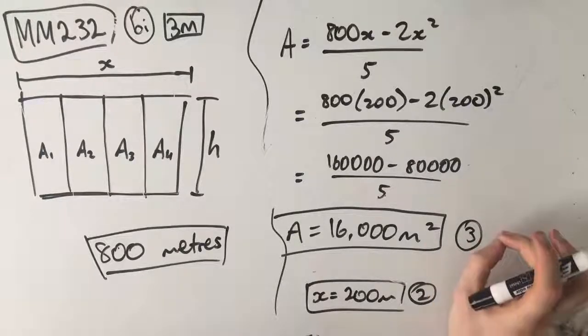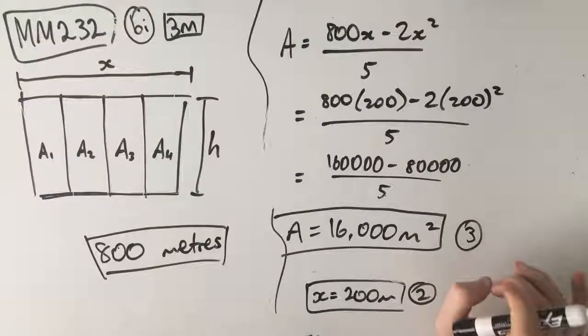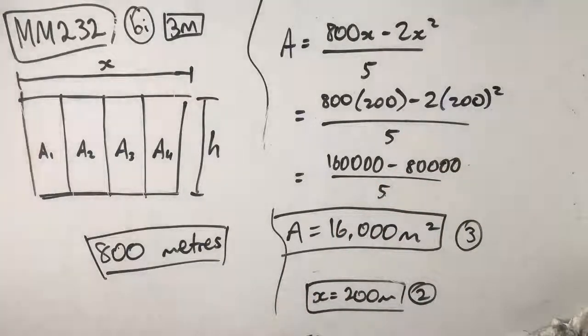So guys, the biggest thing here is making sure that you let your gradient function equal 0, then find the value of x, and then actually sub that back in to find the area, because if you don't do that, you won't get full marks. So that's pretty much it for part BI. Let's move on to part BII.